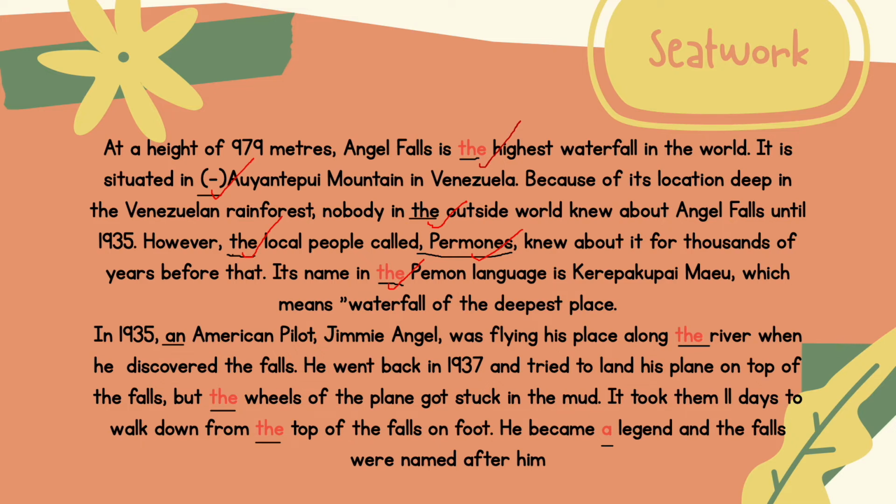In 1935, we have the words American pilot, so we use an. It's all about job, we use an for job. Jimmy Angel was flying his plane along the river when he discovered the falls. He went back in 1937 and tried to land his plane on top of the falls.